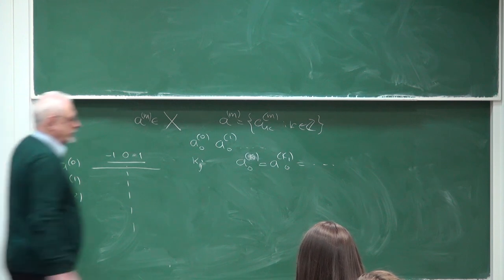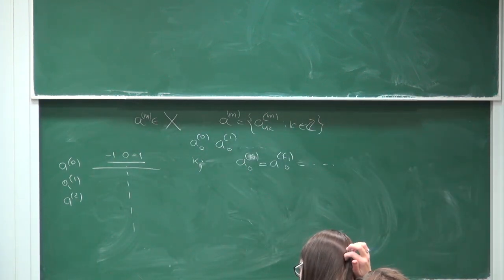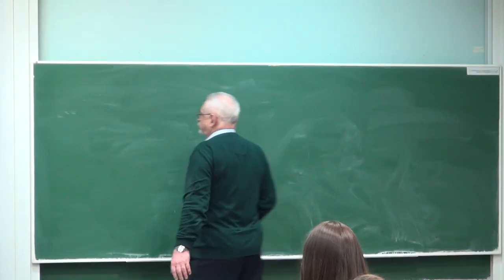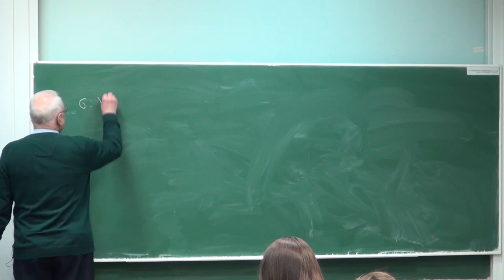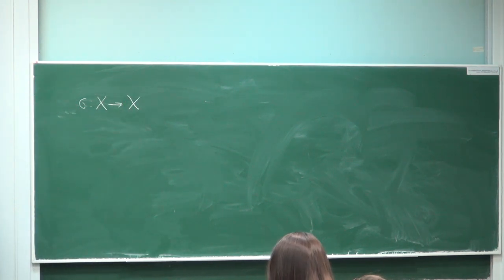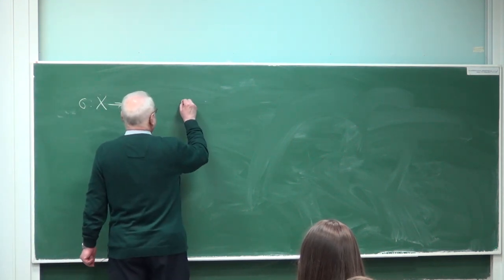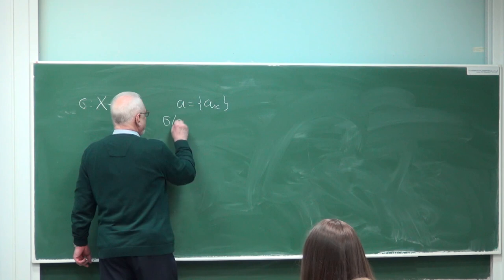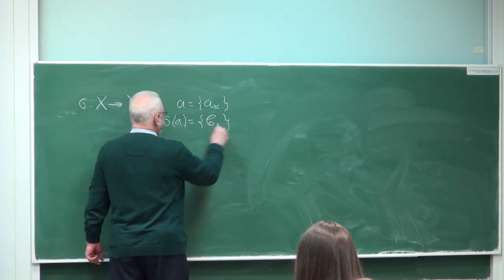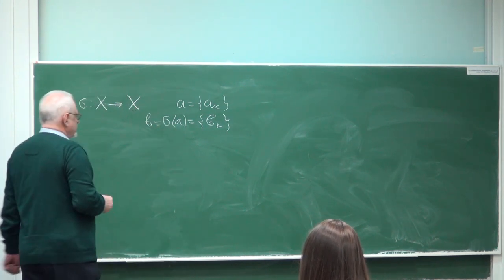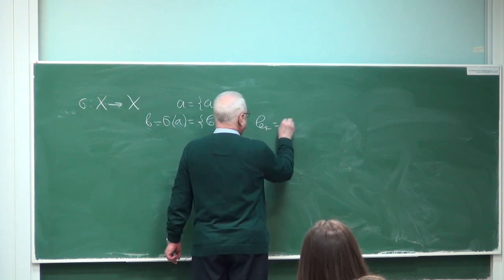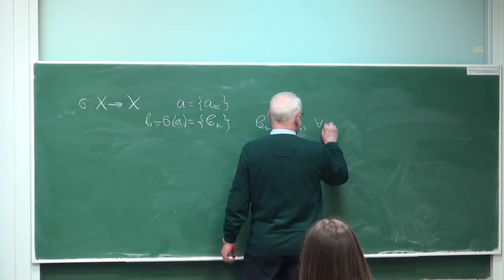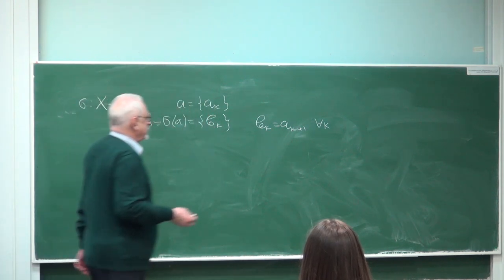Well, now we define the dynamical system. I will denote it sigma. And this is defined in this way. If I take a sequence A, its image B is defined as follows: B k equals A k plus 1 for every k. This is precisely the Bernoulli shift.